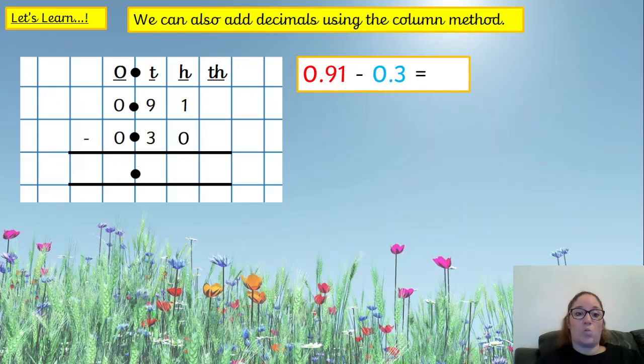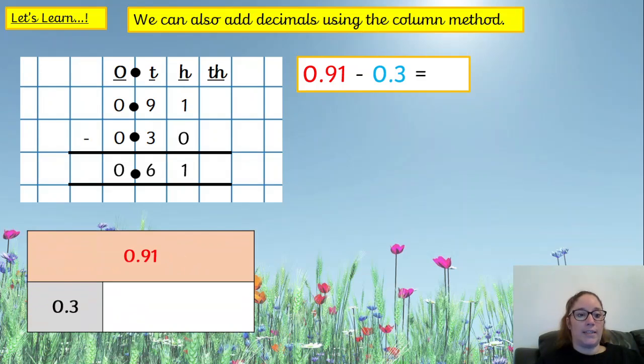Now we can subtract 1, take away 0 is 1. 9 take away 3 is 6. And 0 take away 0 is 0. So our answer is 0.61. And again, as a bar model, we've got our top number, so the biggest number, the whole number that we're subtracting from. In our biggest box, that's our whole. We're subtracting 0.3 and we've got 0.61. Okay, so that is our answer.